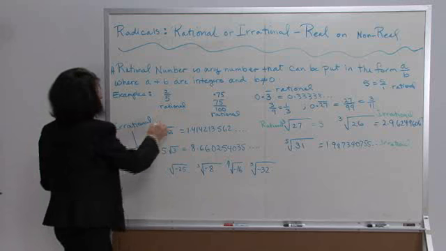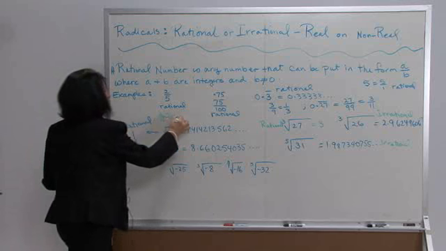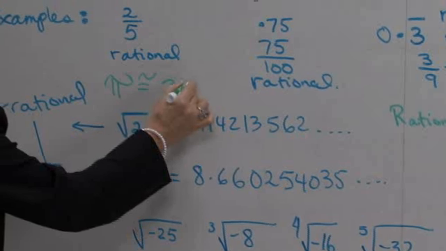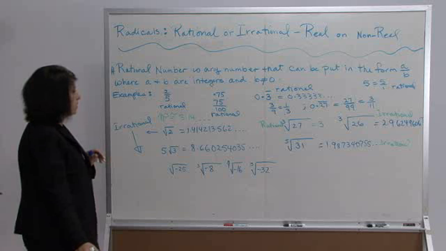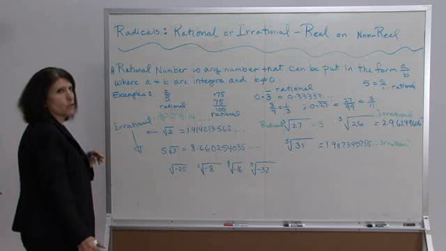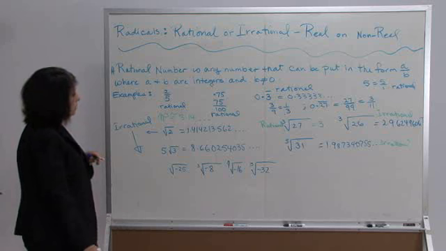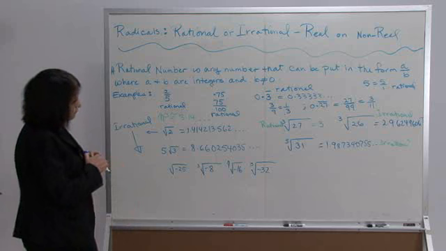If we look at the number pi, popular number pi, which is about 3.14, and that goes on and on and on. So if you punch pi on your calculator, it's going to give you an irrational number. Digits don't repeat and do not terminate, and that's why pi is an irrational number.